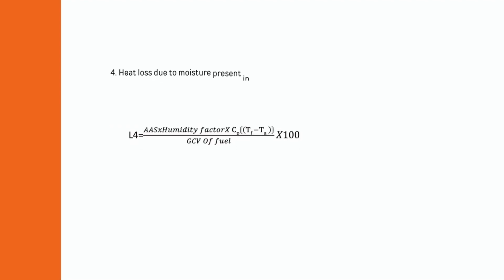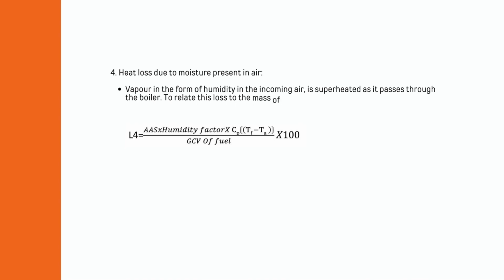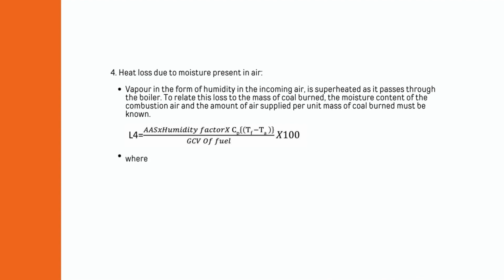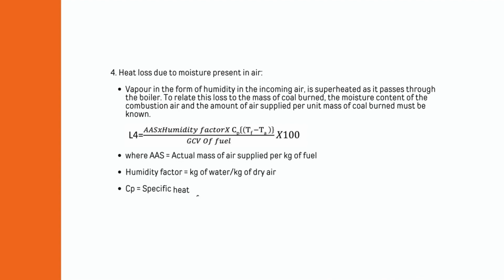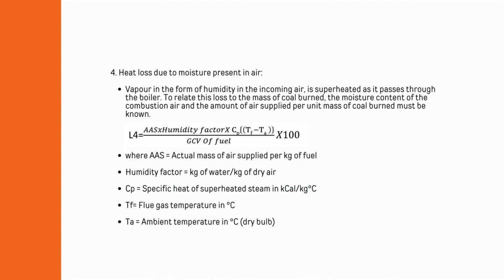Fourth one is heat loss due to moisture present in air. Vapor in the form of humidity in the incoming air is superheated as it passes through the boiler. Since this heat passes up the stack, it must be included as a boiler loss. To relate this loss to the mass of coal burnt, the moisture content of the combustion air and the amount of air supplied per unit mass of coal burnt must be known.